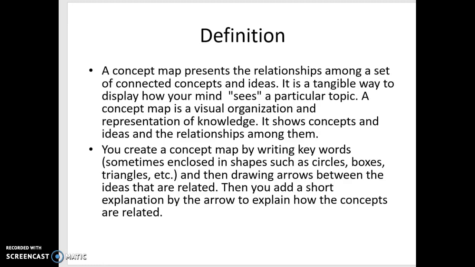So we're going to walk through the steps of creating a concept map. But in a quick summary, you create it by writing keywords, putting them in circles or boxes or triangles, and then drawing arrows between the ideas that are related. Then you add a short explanation right next to the arrow to explain how the concepts are related. So you're looking for major and minor details and you're connecting them with levels. This is what you're going to be working through.